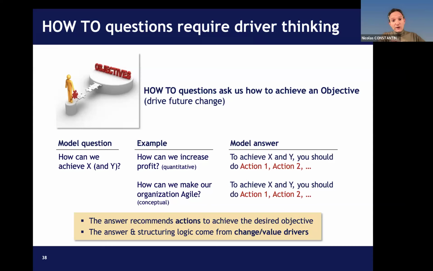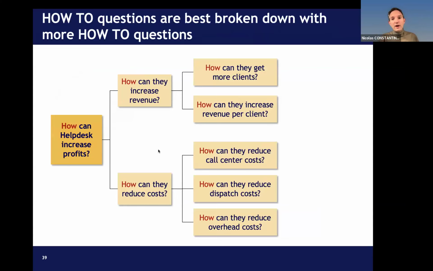Now, by far the simplest way of framing a breakdown of a how-to question is with more how-to questions. I really don't recommend trying to do it in any other way. This is by far the simplest. How is very action-oriented. It's the one preposition that is focused on action and is dynamic. All the others, when, where, what, why, who, are very static.